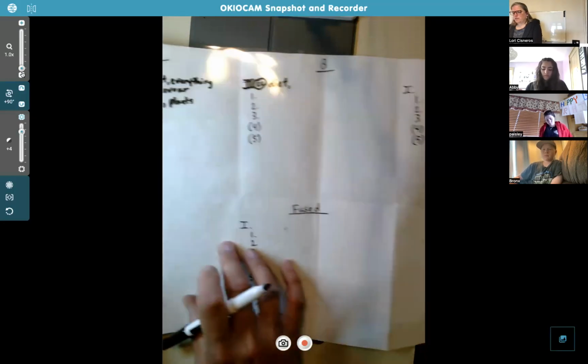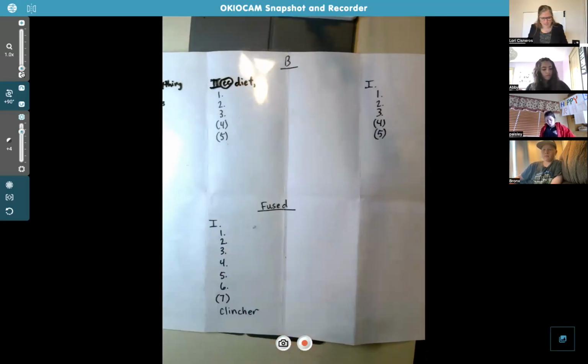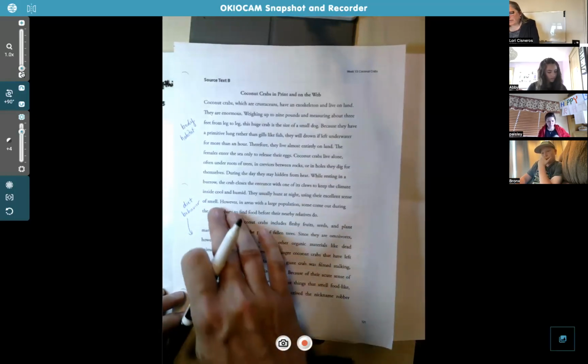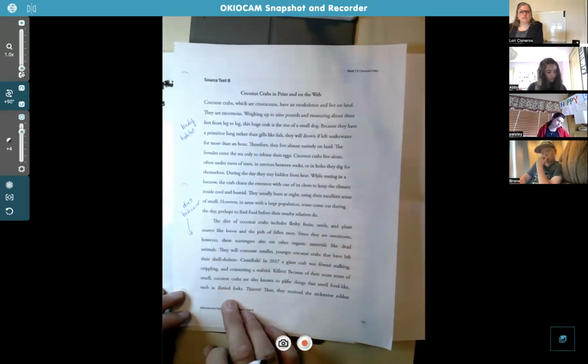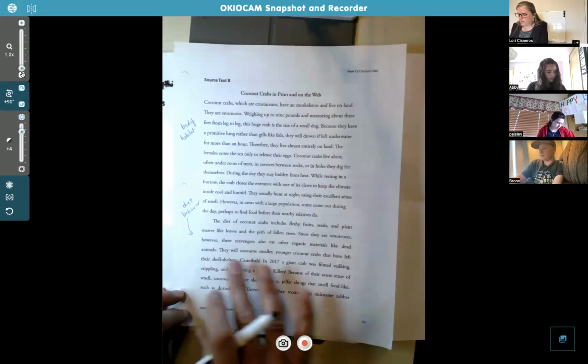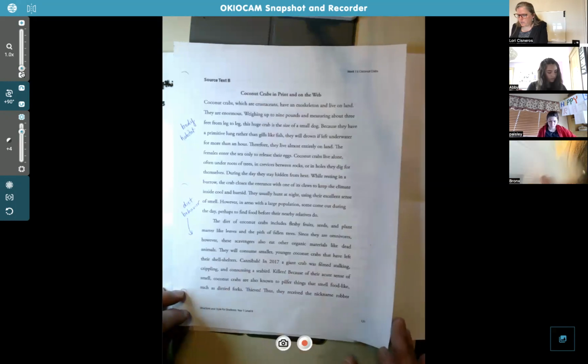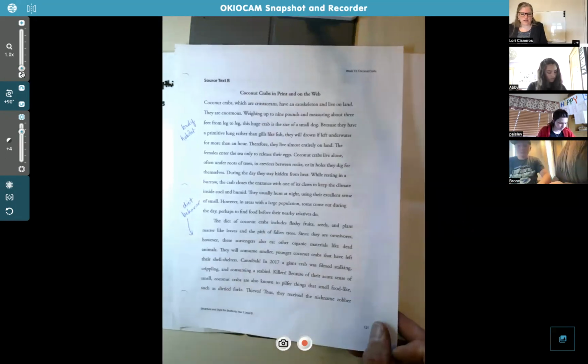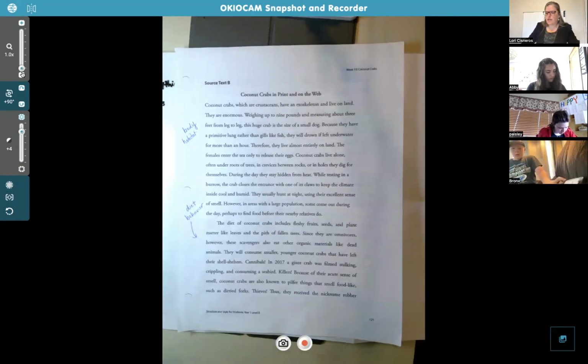Looking at source text B, focusing on diet. Here's source text B. It's on page 121. Again, second paragraph here is going to be about the diet. So we're going to do the same thing. Go ahead and take a minute to kind of read that paragraph to yourself. And then think about the interesting facts that you come across. It can be the same as source text A. It can be same information, or if you find something new.